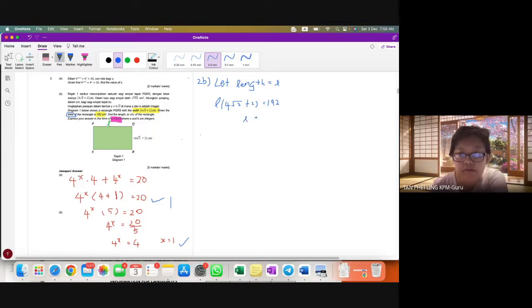You want L, so 192 will divide by (4 square root 3 plus 2). So here you can see that this is also the pattern of the questions. They will ask you to find the surd, because this one mainly they want to test you on surds. So remember this whole expression, I just put it down to divide. Now you know that you cannot stop here because the denominator still has a surd, right? So we need to multiply with the conjugate.